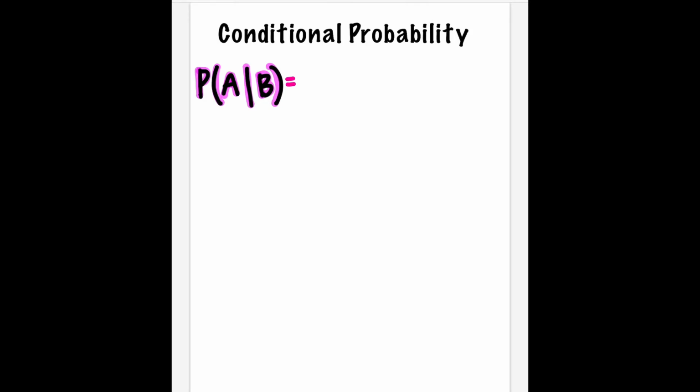So let's say you have a group of people and you want to know what's the probability that someone has green eyes given that they are a male. In that case, you would have to say, well, I'm considering only the males with green eyes out of all the males in the group. So the formula for conditional probability is the probability of both events, A and B, out of just the probability that B has already happened.